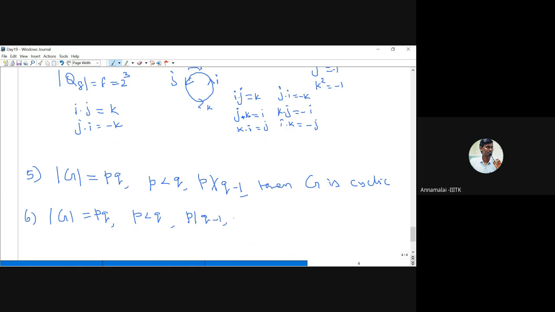In this case, there is a unique non-abelian group of order PQ. A unique abelian group may exist, but the non-abelian group exists only one. So if P divides Q minus 1, then there is a unique non-abelian group of order PQ. If P does not divide Q minus 1, it's always cyclic. Every cyclic group is abelian. So these results are very important.